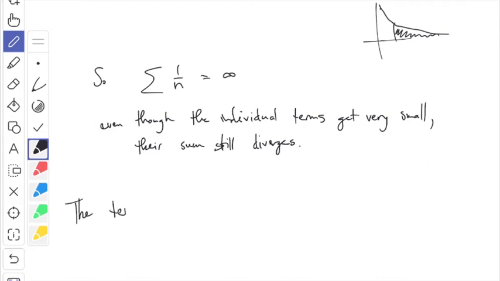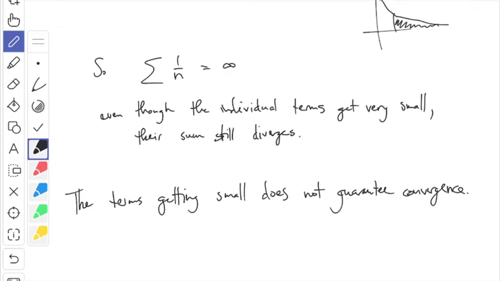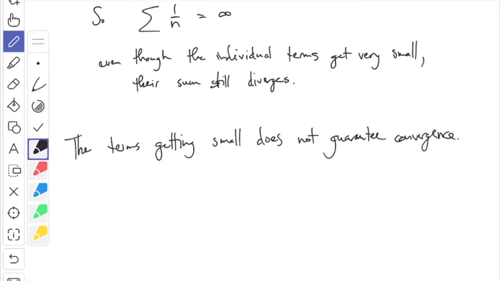I'll say it this way. The terms getting small does not guarantee convergence. In this case, the terms get small, but it still diverges. Actually, if you think of this the other way around, there is something that you can say about the relationship between converging and terms getting small.